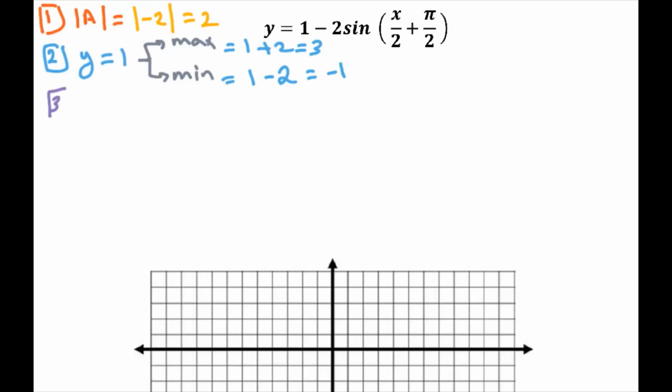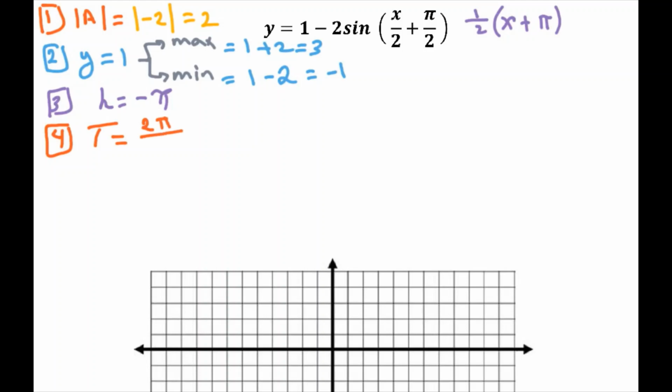Now next we have the phase shift, which is h. So h equal, we said it's pi, because when you take 1/2 as a common factor again, plus pi. So pi, negative pi, I'm sorry. Negative pi, we change the sign, remember? Number 4, we're talking about the period, which is going to be T, and that's going to be 2 pi over b, and that's 1/2. And the answer will be 4 pi. Then we need to divide this by 4. So it's going to be 4 pi over 4, and that's pi. And now we create the table.